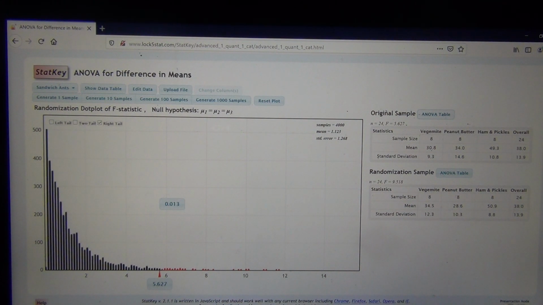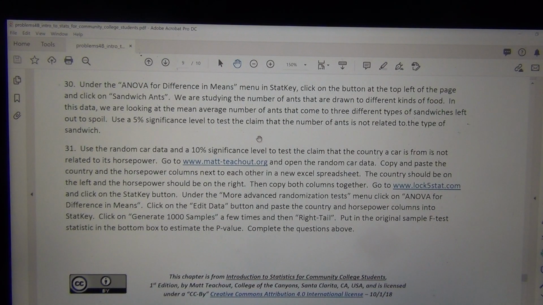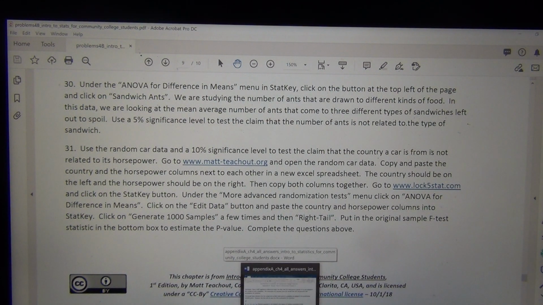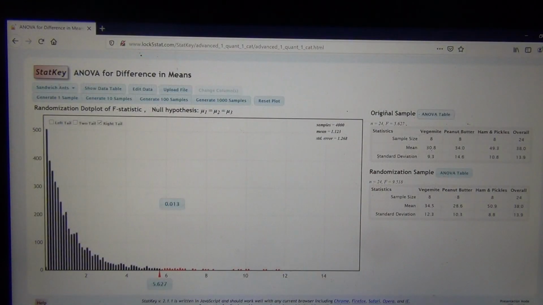Now, if you remember, the null hypothesis actually was the claim, because I said the claim is that they're not related. So this is telling me that since we rejected the null hypothesis, and the null hypothesis was the claim, we're actually rejecting the claim. So there is significant evidence to reject the claim that the sandwich is not related to the number of ants that come. In fact, this is more indicating that the sandwich is related to the number of ants that come. Okay?